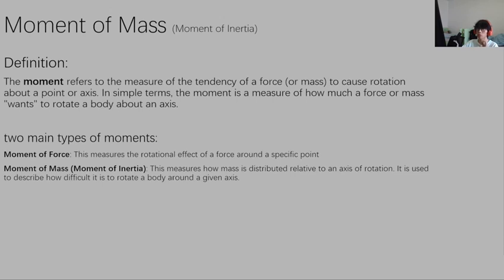First one is moment of force. This measures the rotation effect of a force around a specific point. The second one is moment of mass. This measures how mass is distributed relative to an axis of rotation. It is used to describe how difficult it is to rotate a body around a given axis.